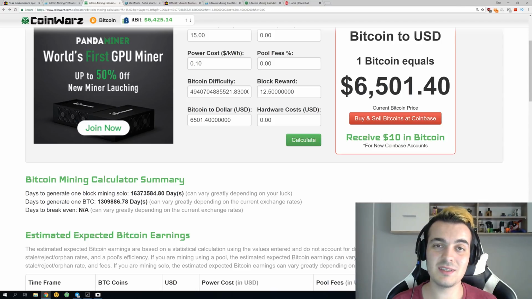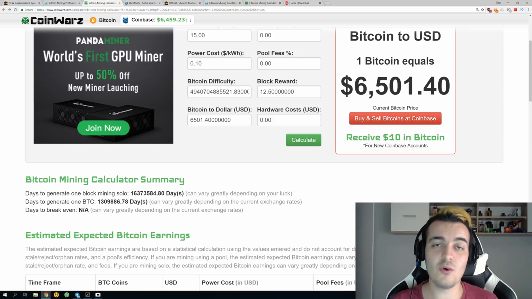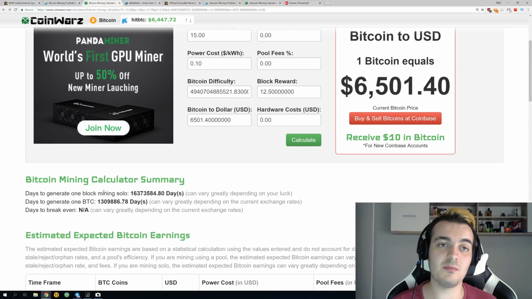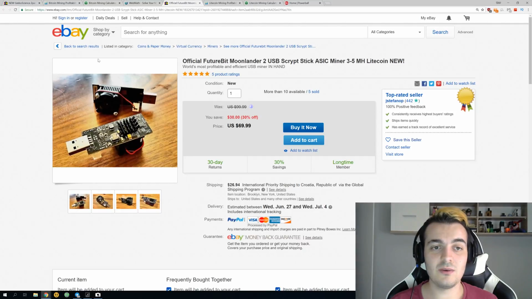So the chance is 1 in 16 million, and every day it might give you a little bit of hope that you will find those 12.5 Bitcoins, but most likely it is not going to happen in your lifetime, even if you would have something like 100 of those USB miners. But it is nice to play with them and just hope every single day that you generate this one block. And over here you can see that your chance to win a lottery, where you have to guess 7 out of 39 numbers, is 1 in 15.3 million, so to find one block is the same as winning a 7 out of 39 lottery.